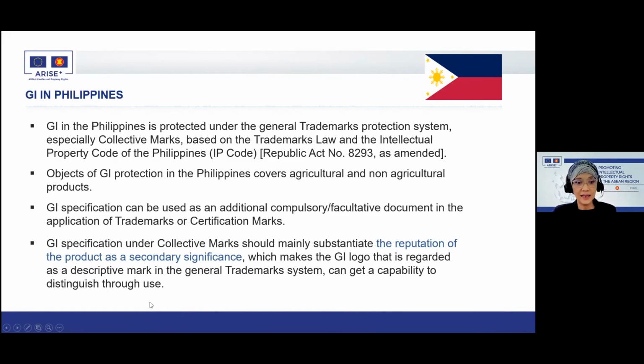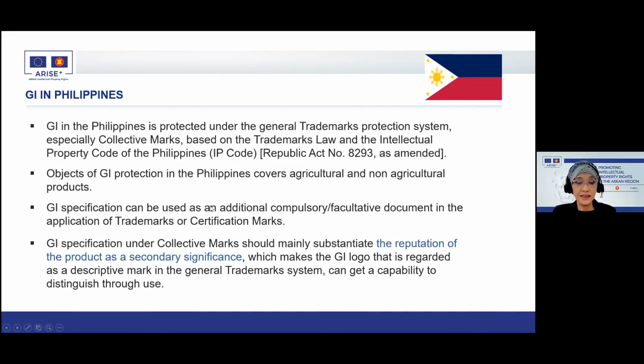Philippines, GI in the Philippines is protected under the general trademark systems similarly with Brunei, especially under collective marks based on the Philippines trademark laws. Object of GI protection in the Philippines covers, similar with Brunei, agricultural and non-agricultural products.